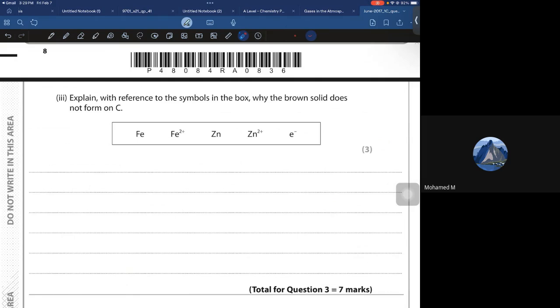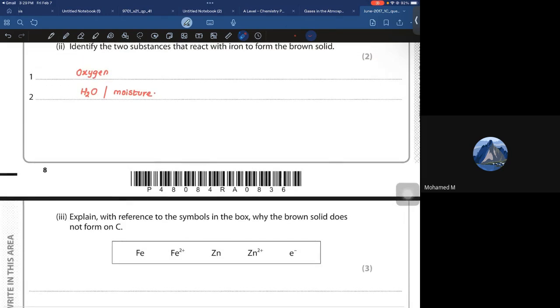When zinc is more reactive, if you look at the reactivity series, zinc is above iron. Whenever we compare two or more metals, like which is more reactive and which is less, we need to see which metal loses electrons easily. If the metal loses electrons easily, then the metal is more reactive. If it does not lose its electrons easily, then it is less reactive. So they are saying it's not rusted.